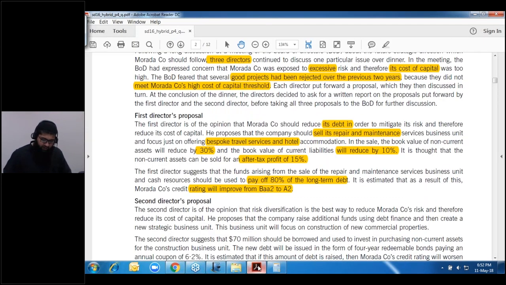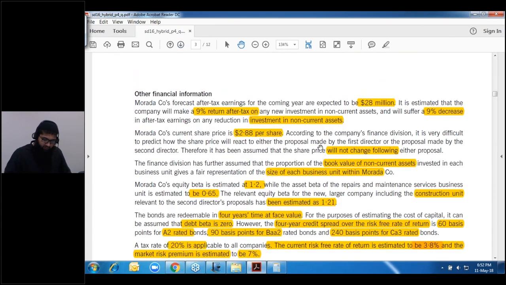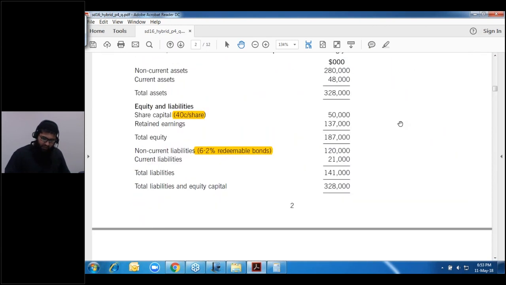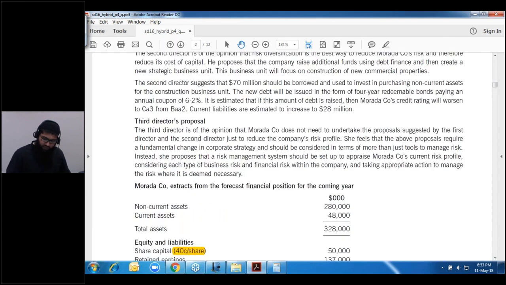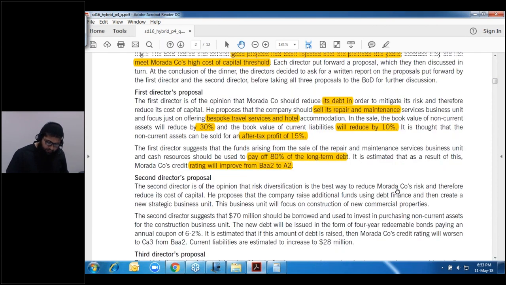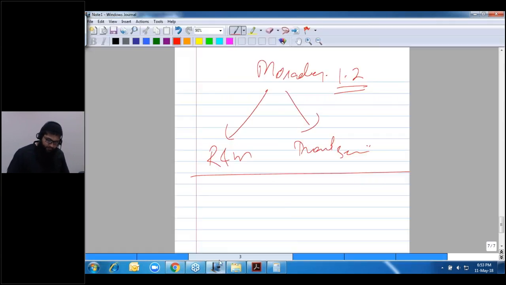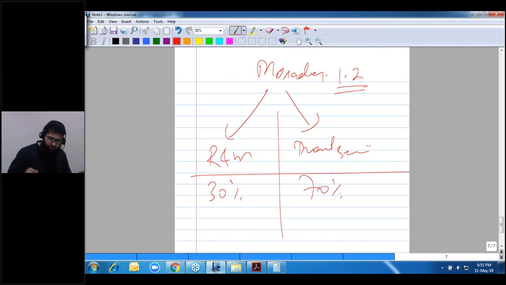In this part of the question, they told us that the finance division has further assumed that the proportion of the book value of the assets invested in each business gives a fair presentation of each business unit within the Morada company. We were told that 30% of the non-current assets would be sold. So basically, repair and maintenance constitutes 30%, and this constitutes 70%.